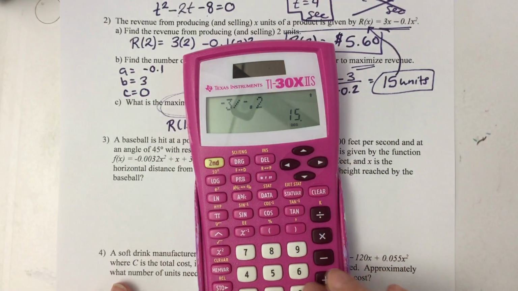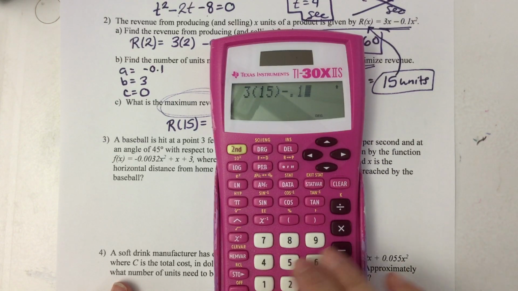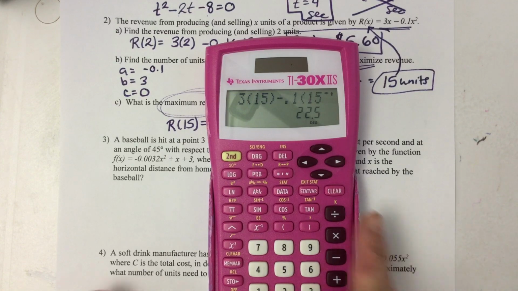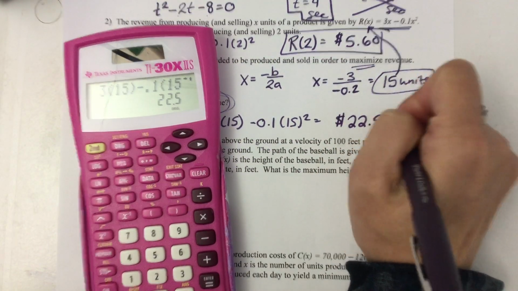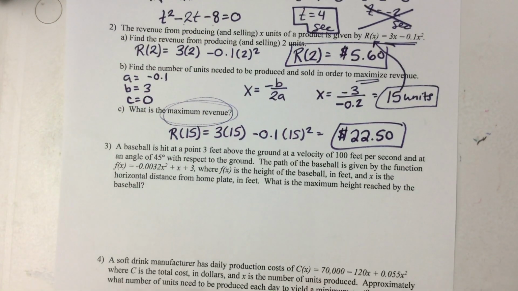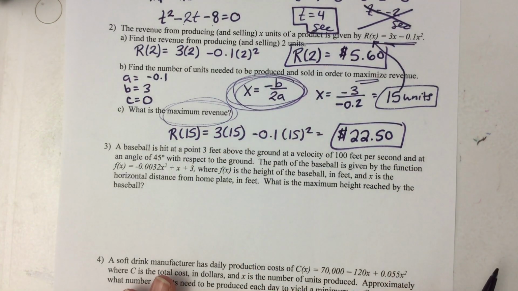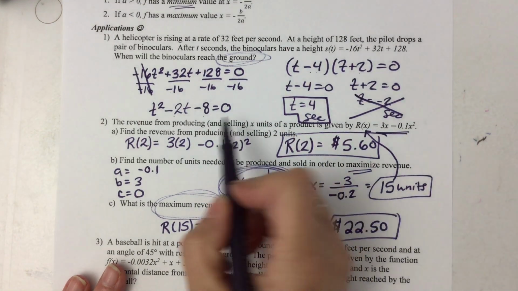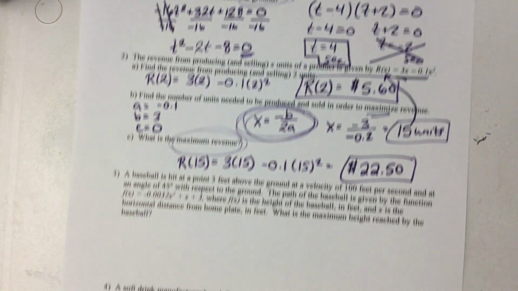Now remember, revenue is how much money you collect. It's not your profit. Your profit is how much you actually get to put in your pocket after you paid the bills. So this is how much money you would collect. The maximum revenue would be $22.50. So again, if you are looking for maximums or minimums, to find the X value, it's the opposite of B over 2 times A. If you want to know when something's going to hit the ground or the value is going to 0, you set the equation equal to 0 and solve using factoring or the quadratic formula.